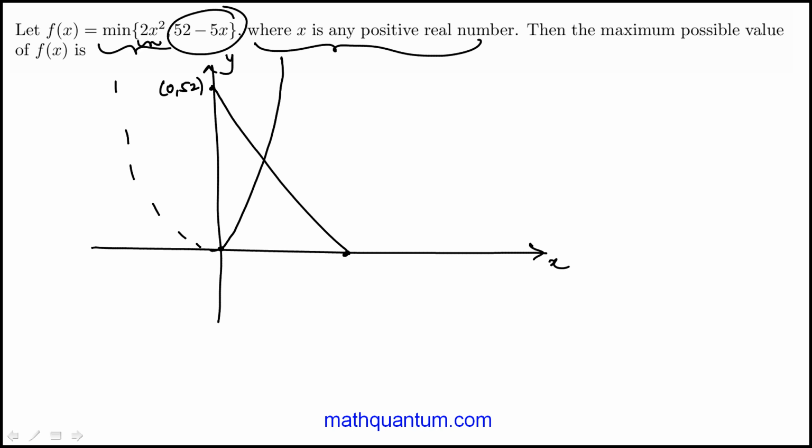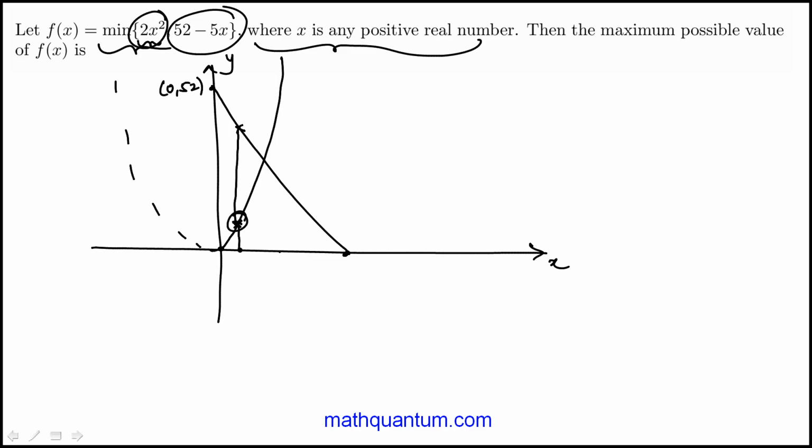For example, if we picked this x value, you would compute what the parabola, the first part, gives you, and then you would compute what the straight line would give you, and then you pick the minimum. So that would be the minimum here.